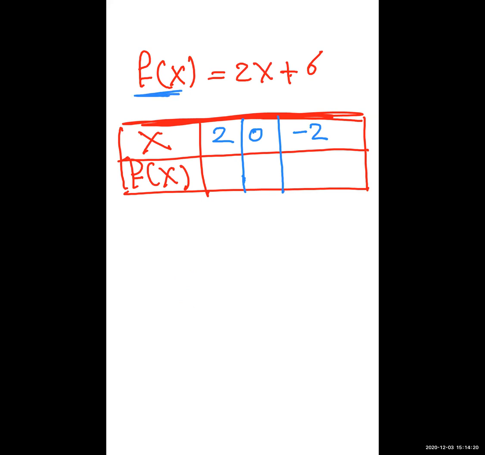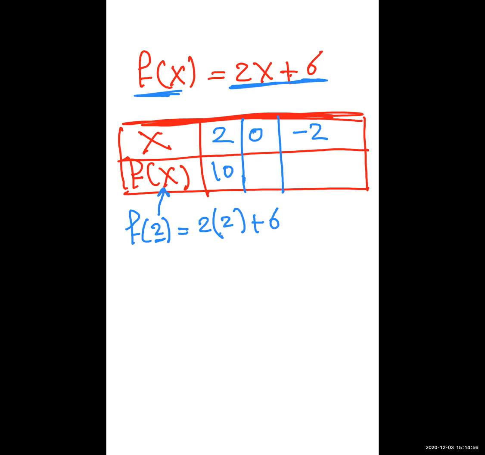Now, f of x equals 2x plus 6. I assumed that x will equal 2, 0 and -2. In case x equals 2, I'm going to get f of 2, which is f of x, but x equals 2. In this case, I'm going to use the function. It's 2x, so 2 times 2 plus 6. So it will equal 4 plus 6, which is 10.